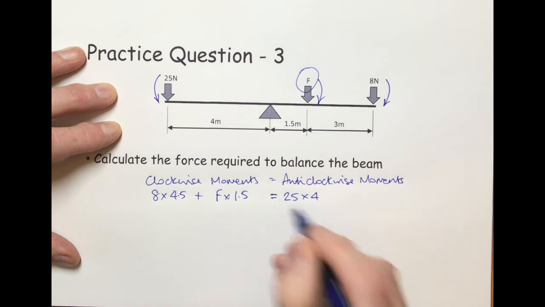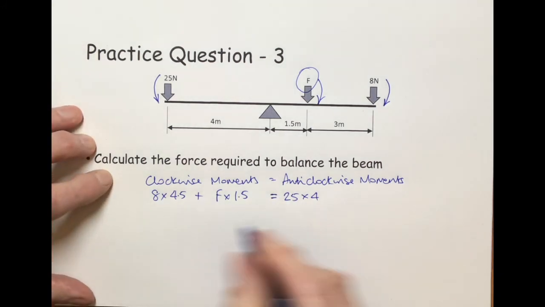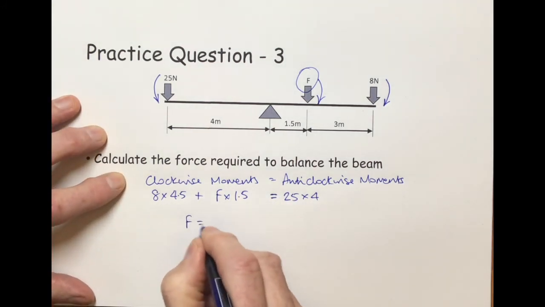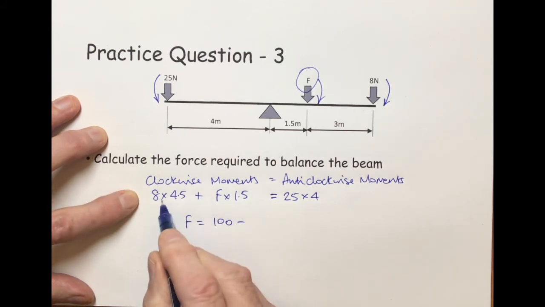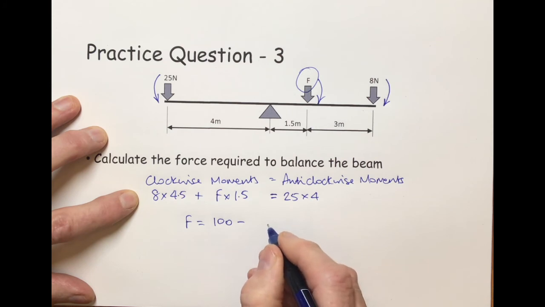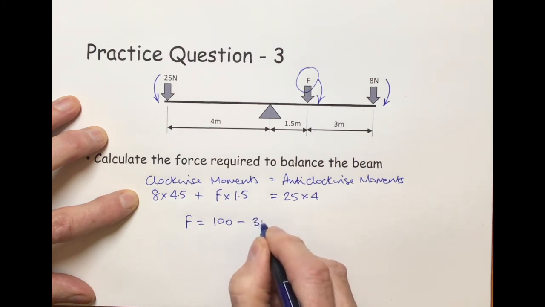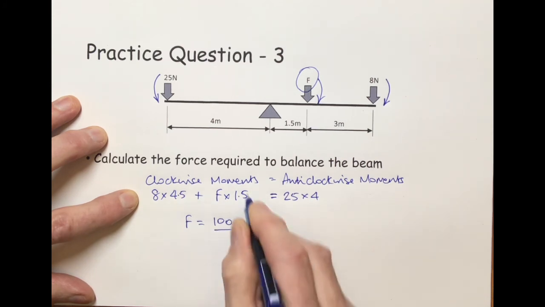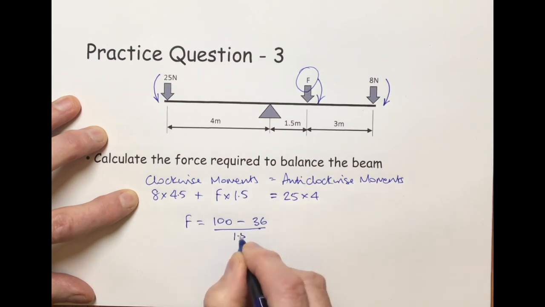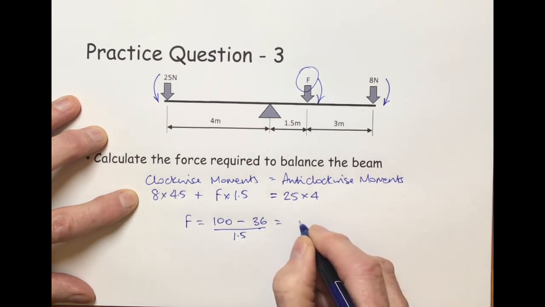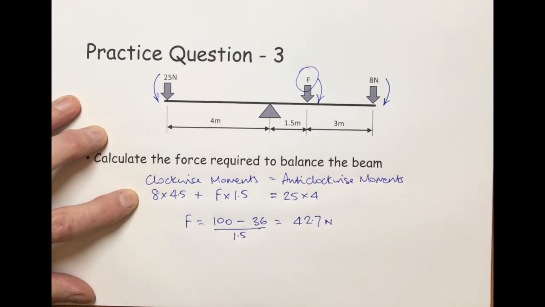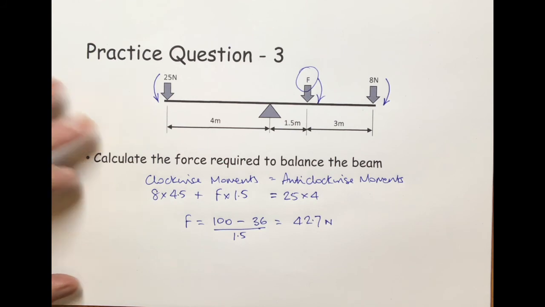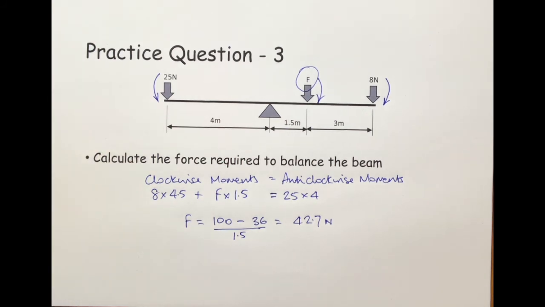Then all you need to do is simply multiply that through and rearrange it. So F equals 100 minus 8 times 4.5, which is 36, divided by 1.5, and that should give me 42.7 newtons, and that's the correct answer. So the main thing is to just follow the procedure and you should be okay.